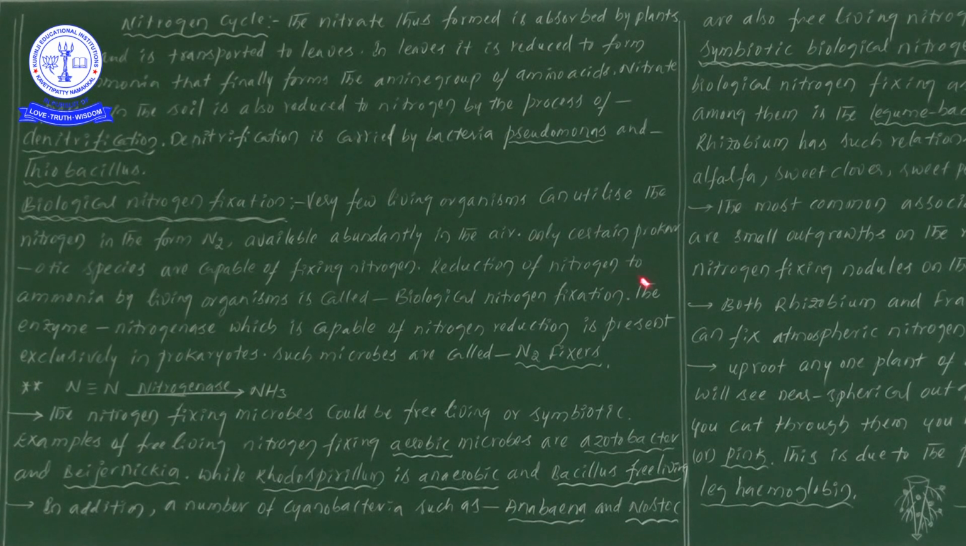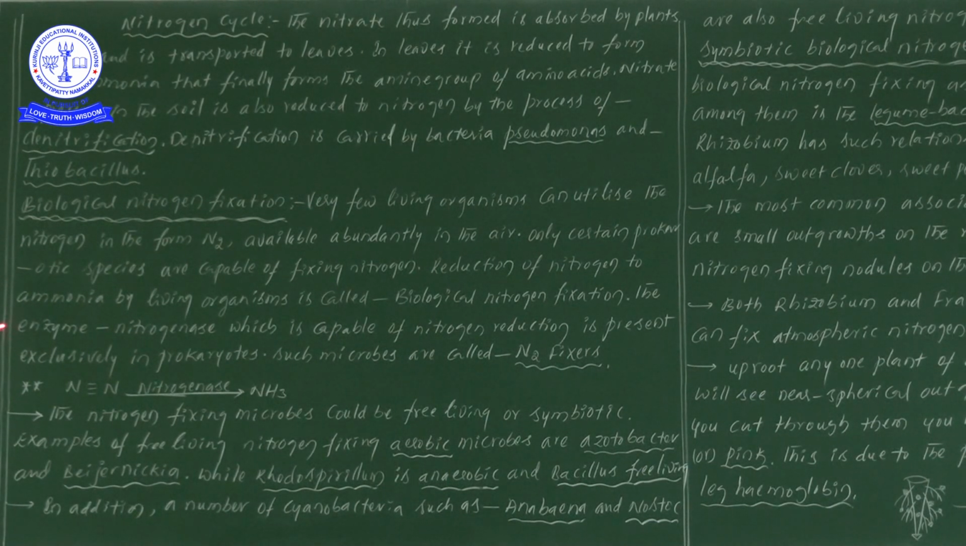Now, the reduction of nitrogen to ammonia by living organisms is known as biological nitrogen fixation. Here, the reduction of nitrogen to ammonia formation is taking place by the presence of living organisms. When the nitrogen fixing process is going on, there is an involvement of living organisms. That's why we call it biological nitrogen fixation.